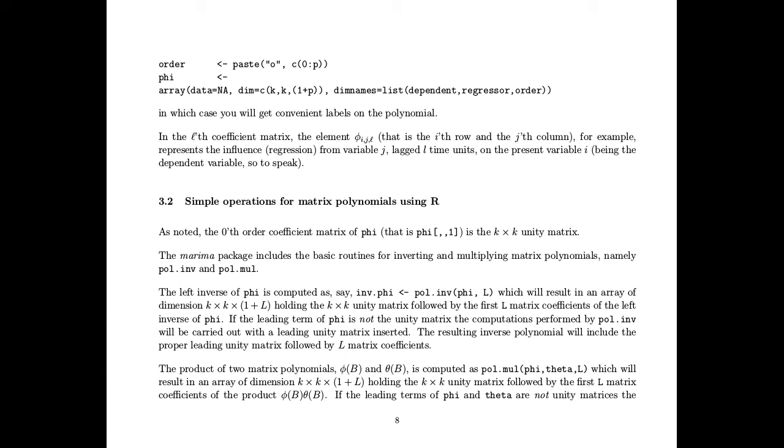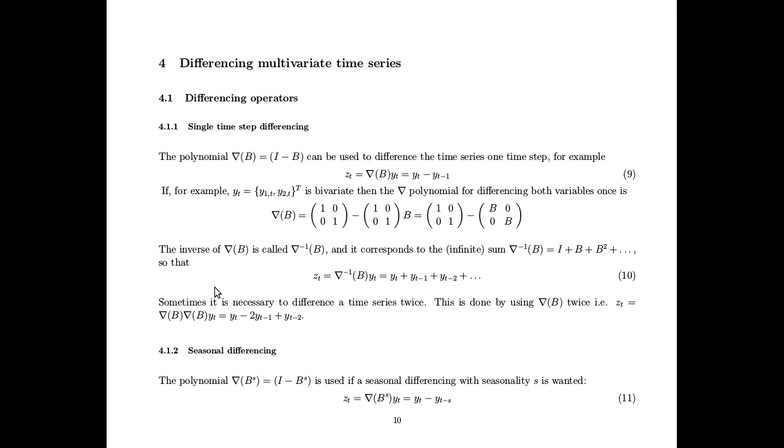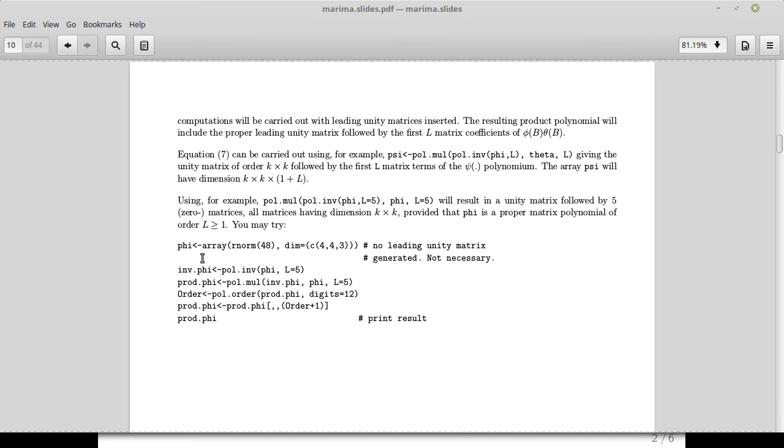And of course, if you can invert these polynomials, you also have to be able to multiply them. So there's also a function called pol.mul, polynomial multiplication. It's not that difficult. There should be an example here on the next page, which I will just... presentation mode is bad for copying.